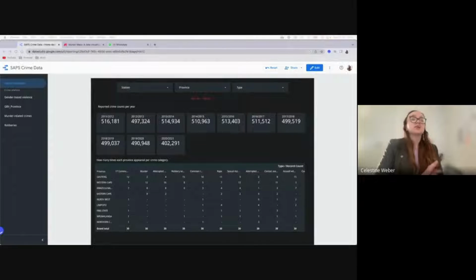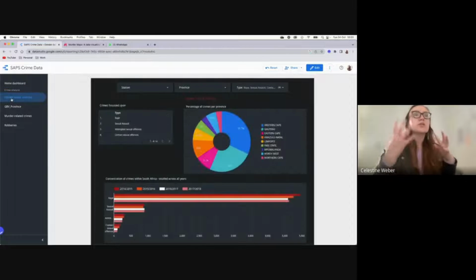Cool. Okay, so Murder Maps. So what is the SAPS crime data? It is essentially the counts of crimes per year for various types of crimes in South Africa. You can see I've just aggregated it per year and then put it per province, and I've basically done a basic tally there. Anyway, so now we go into the various things.